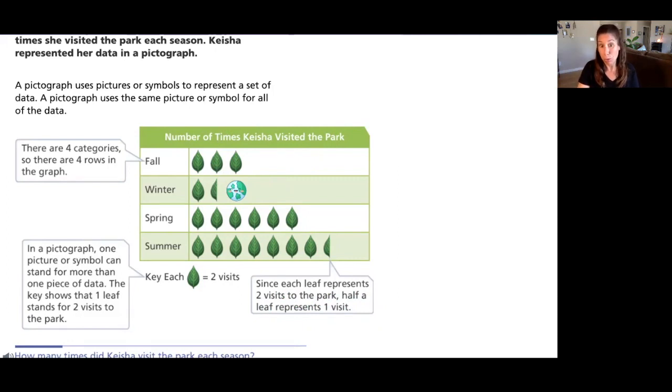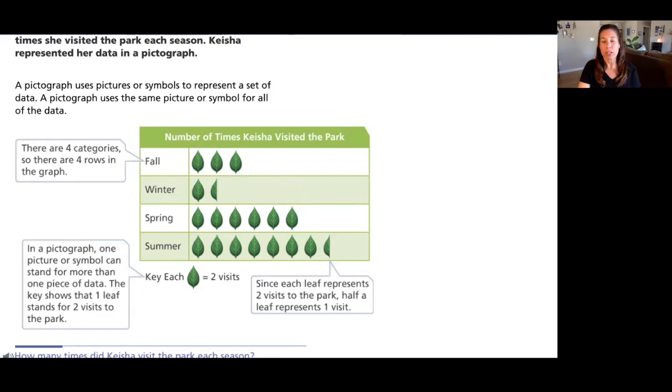I don't blame her, it's cold. So 3 times in winter. How many times in spring? Let's count. 2, 4, 6, 8, 10, 12 times in the spring, and how many times in summer? 2, 4, 6, 8, 10, 12, 14, plus 1 more, because that's a half, 15 times in summer. Probably the most times, right? Yep, looks like the most times in summer.